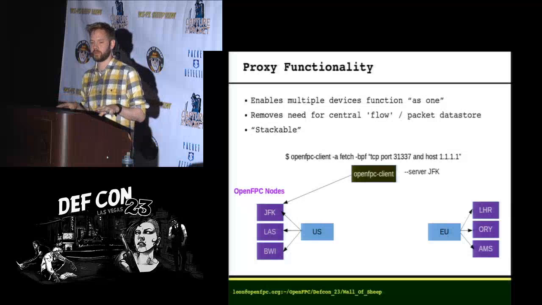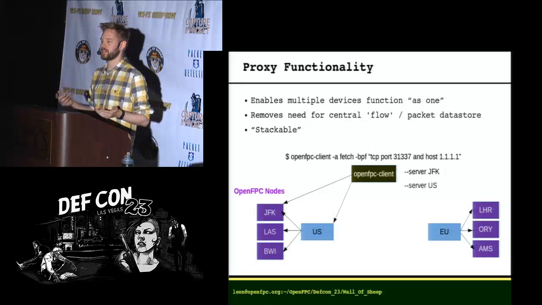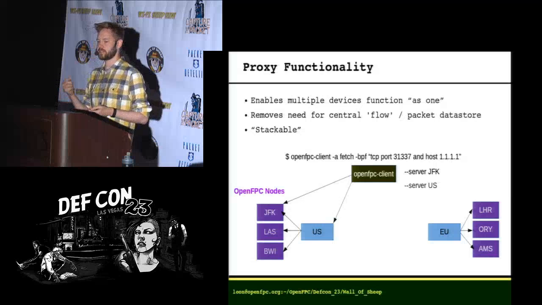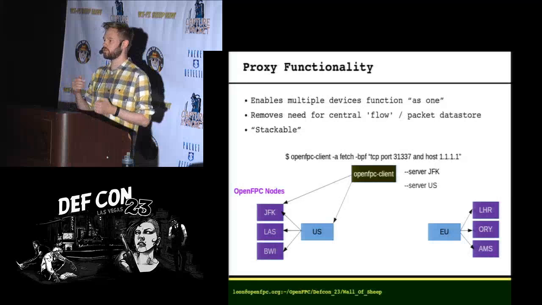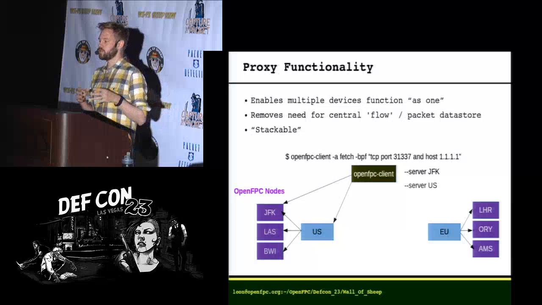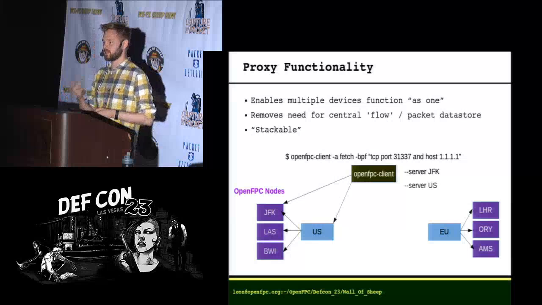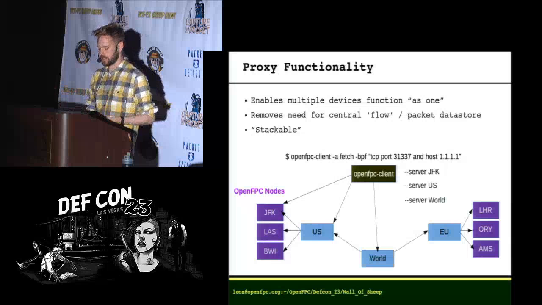Now, if I wanted to perform a more distributed search, I don't want to ask that question 6 times across all boxes. So if I wanted to get the data from the US, I ask for the US. If I don't specify a specific node, it'll execute this extraction across all nodes south of it. So JFK, Las Vegas, and BWI. The proxy would then actually reassemble all that data into a single stream and give that back to me as a single PCAP file from all of the US.